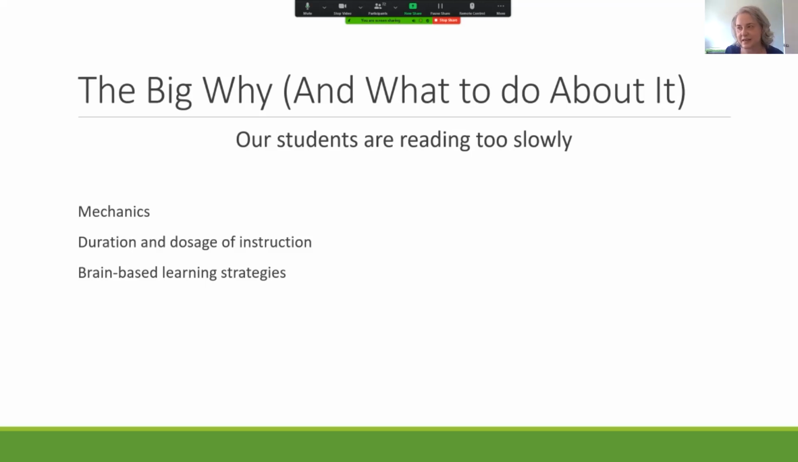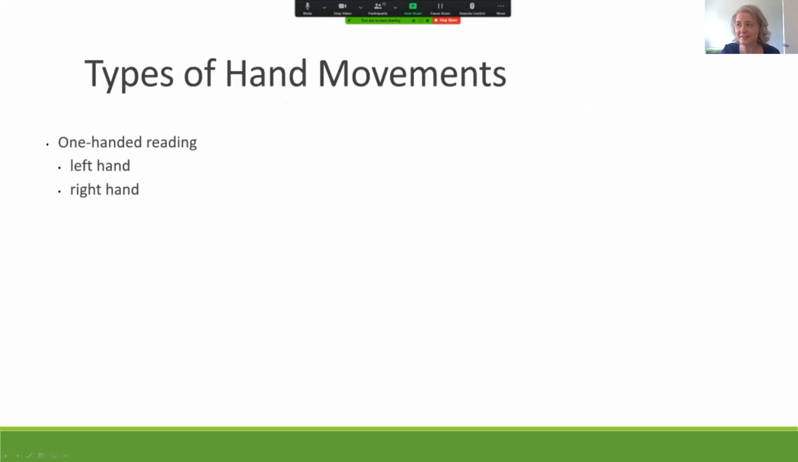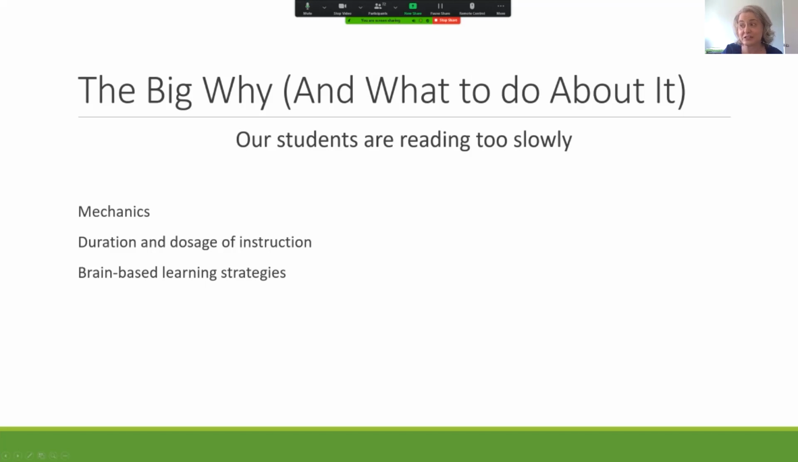The second thing that I think we really can do to intervene and help our students is give them more appropriate duration and dosage of instruction. So, you know, most students in the United States these days get a 2-hour literacy block. And I wonder how many of our students are really getting that 2-hour literacy block the same way that their typically sighted peers are. And then eventually where I would like this to go is I would like to get into better brain-based learning strategies.